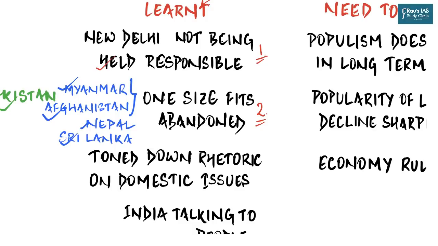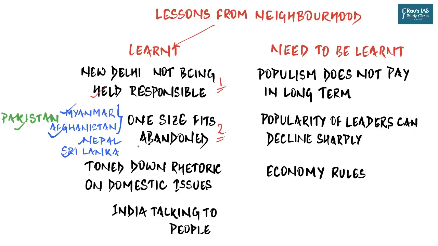But when it came to Pakistan, India has virtually ignored the swearing in of Prime Minister Shehbaz Sharif after Imran Khan lost the vote of confidence. The lessons which India has learnt are not just limited to New Delhi not being held responsible for the change of power or one size fits all model being abandoned, but India has also starkly moved away from its earlier policy of rhetoric on domestic issues, and that is a big lesson which India has learnt recently.